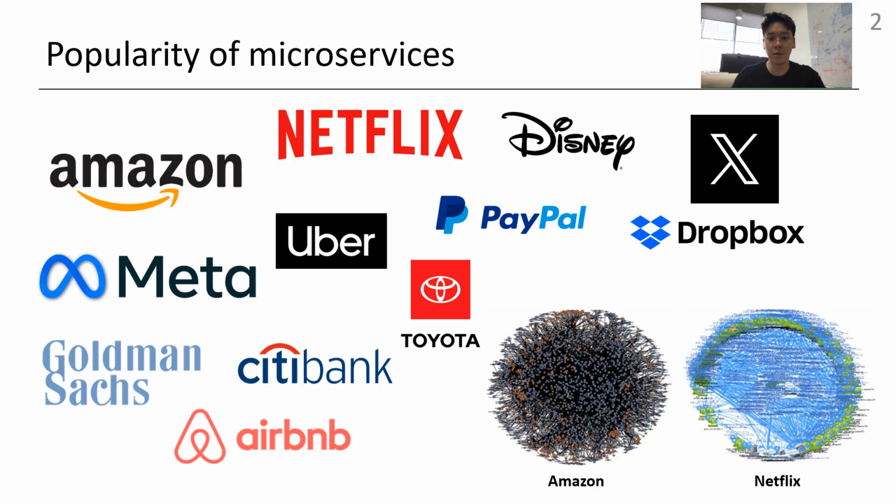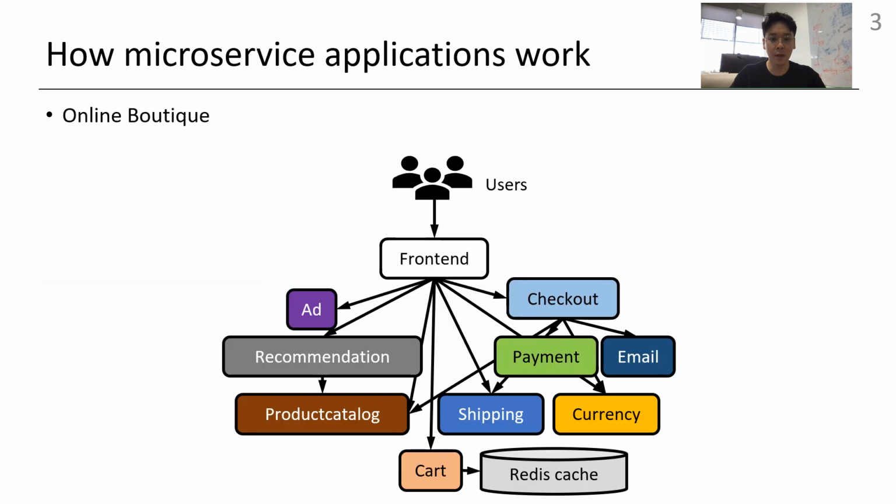Microservice has become a de facto architecture of many service applications, thanks to its strengths in management and ease of gradual software development. In huge services, the number of microservices goes up to hundreds to thousands, like Amazon and Netflix in the bottom right examples. So this is one example of a microservice application, an open source demo app from Google, Online Boutique.